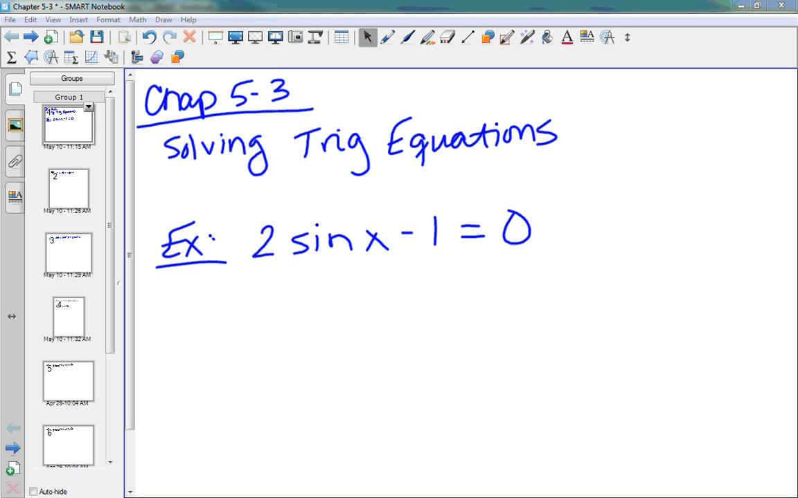Okay, now, page 311 talks about your inverse arc functions. Sine inverse, cosine inverse, tangent inverse. Okay? Now, if I were to solve this thing for x, what would I do? Add 1 to both sides.